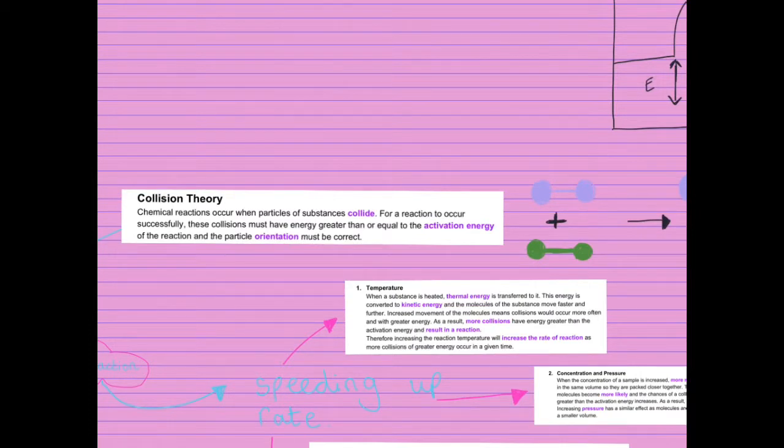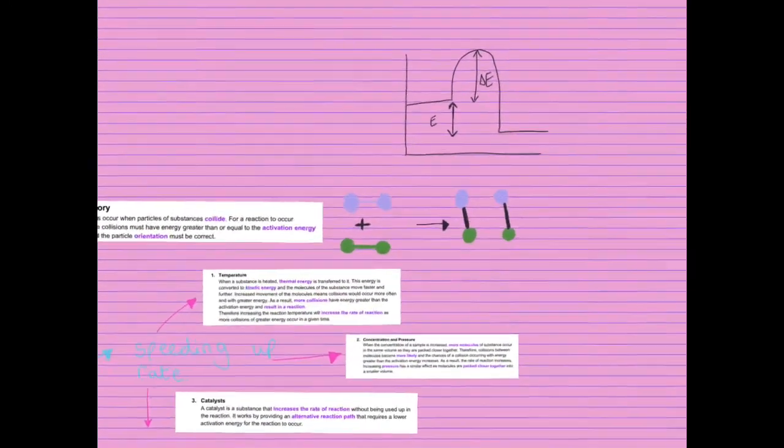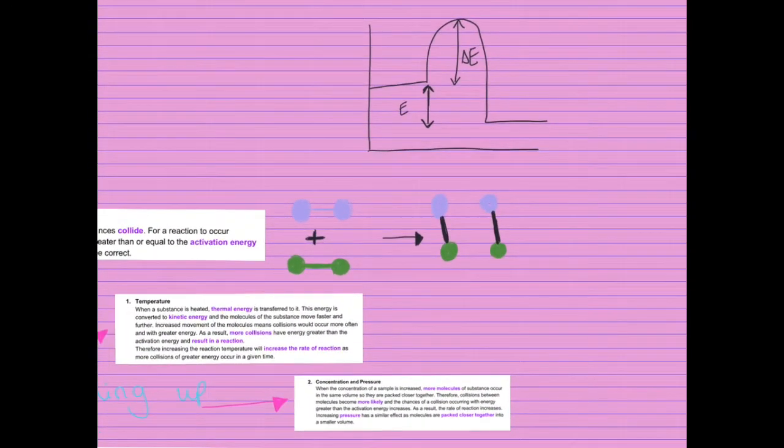Okay, for a reaction to occur successfully, the collisions must be with an energy greater than or equal to the activation energy. For a reaction, the particles' orientation must be correct. So what we're thinking about here is that normally, whatever's happening, these particles by here will be bumping into each other, colliding. It's only when these collide with enough energy that the bonds here and here are broken, and then new bonds reformed in the products.